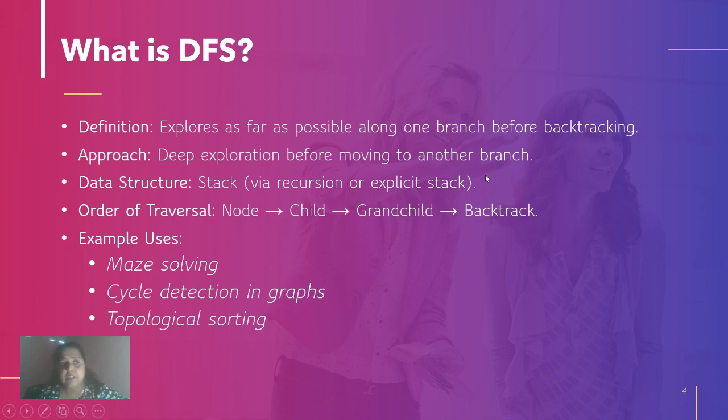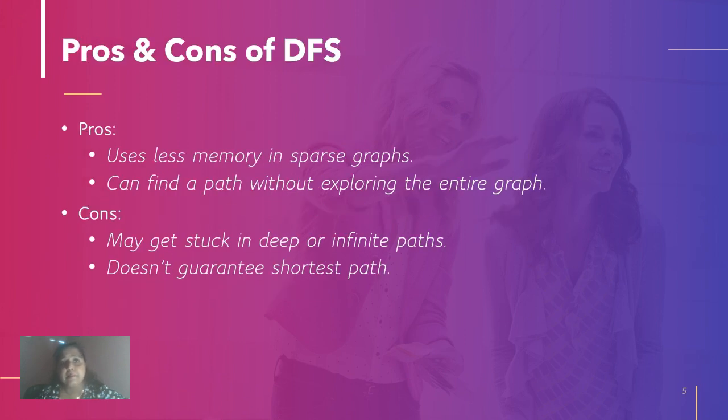What are the example uses? Maze solving, cycle detection in graphs, topological sorting. In those kinds of situations we use DFS. Pros and cons of DFS. The pros are it uses less memory in sparse graphs and can find a path without exploring the entire graph. Cons would be it may get stuck in deep or infinite paths and doesn't guarantee the shortest path.